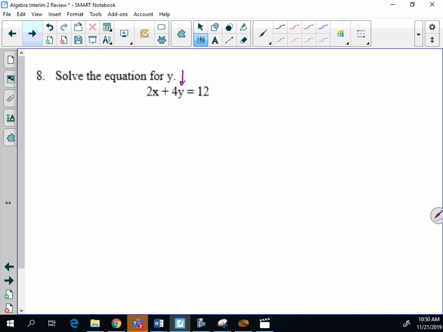Y is here next to 4. I'm going to remove my whole term of 2x to the other side. And this cancels to 0. I'm left with 4y equals 12 minus 2x. My last thing is I need to divide both sides by 4. Now you can either write that side as 12 minus 2x over 4, or you could separate it out into 12 over 4 and then minus 2x over 4. Both of those are accurate.